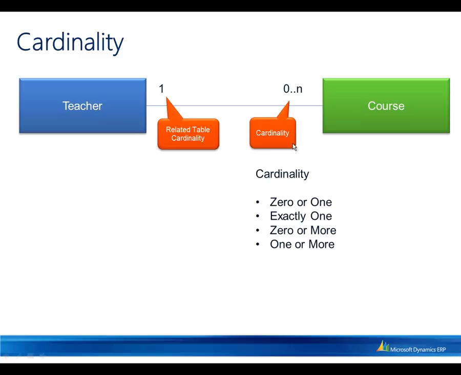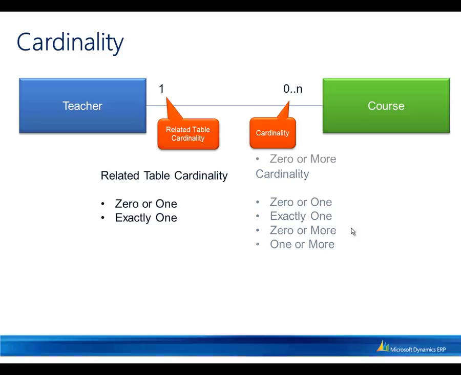There are several values for cardinality. These express 0 or 1, exactly 1, 0 or more, or 1 or more. On the related table cardinality side, the options are 0 or 1 and exactly 1. In our case, a teacher can teach 0 or more courses. Therefore, the value we will choose is 0 or more.